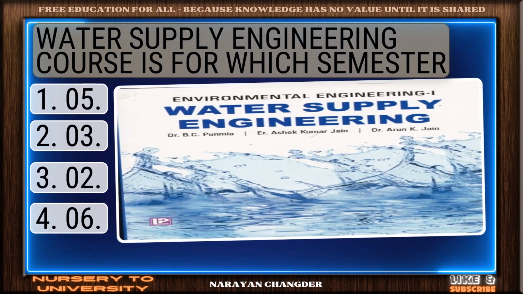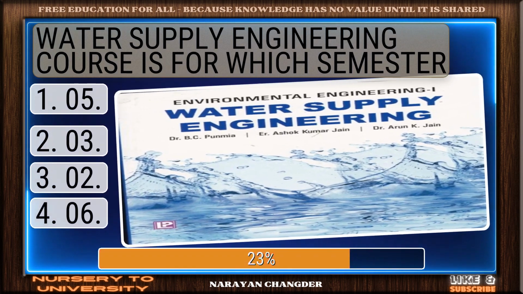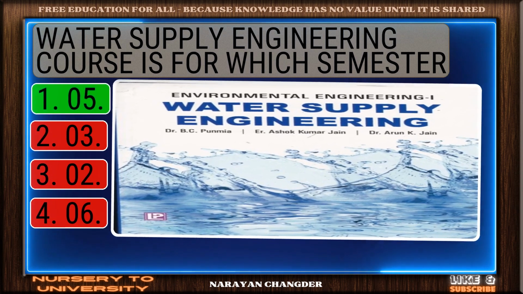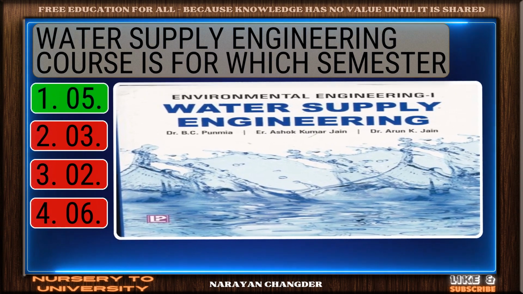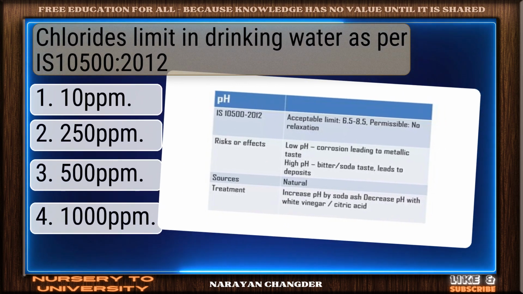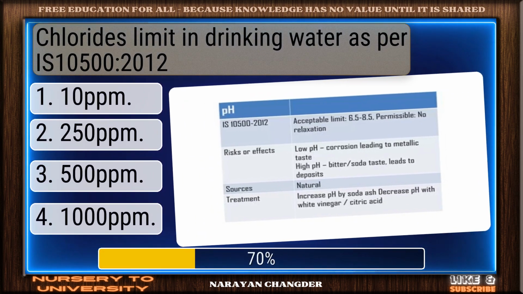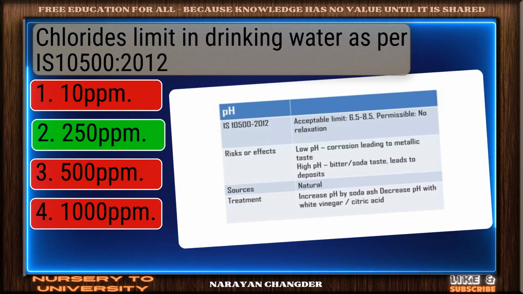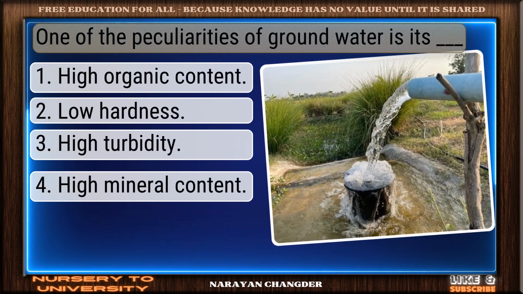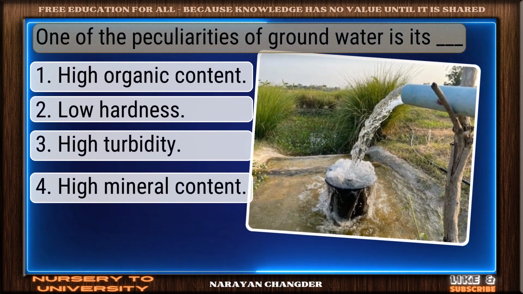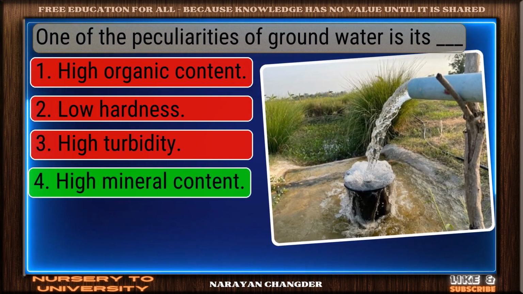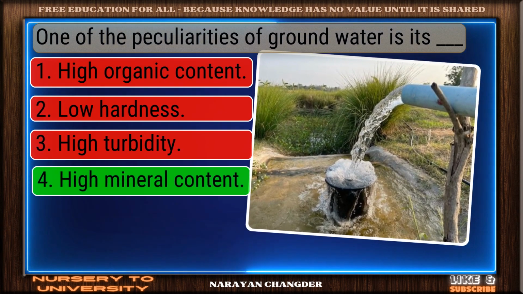Water supply engineering course is for which semester? Clear logic. Your choice 05 is sound and 100% true. Chloride's limit in drinking water as per IS 10500:2012... Exactly. 250 ppm makes sense and it is the right choice. One of the peculiarities of groundwater is its... You chose high mineral content, and it is correct.